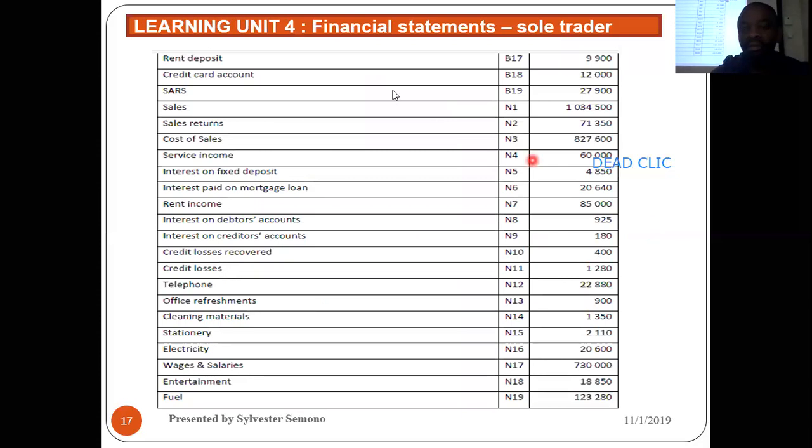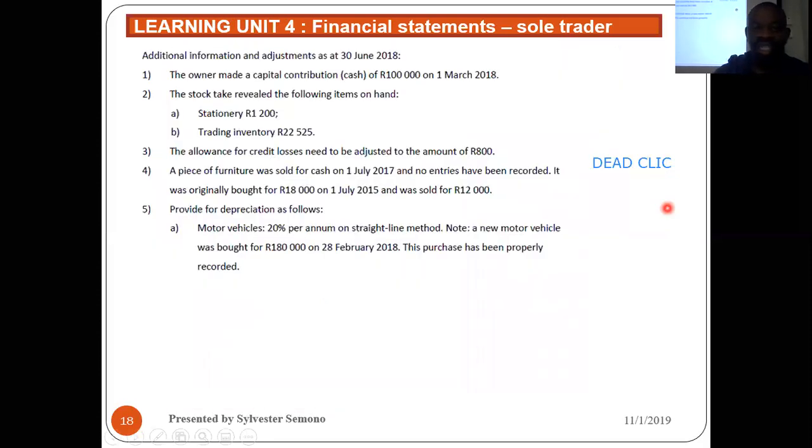They also give us the information. Can you see these are the incomes and expenses? This is still part of the trial balance. And they gave us what? The adjustments. They give us the adjustments here, so we must just go through the adjustments and check what they mean by saying that. Now, let's check the requirements before we can go further.